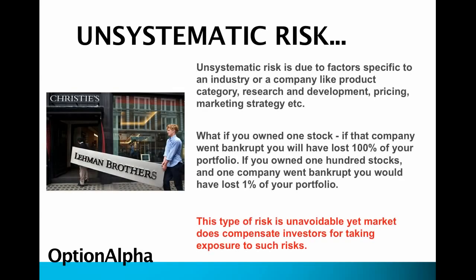Now we have unsystematic risk. Now, unsystematic risk is due to factors specific to an industry or a company, like product category, research and development, pricing, and marketing strategy. So if you owned one stock and if that company went bankrupt, you'd lose 100% of your portfolio, right? But what if you owned 100 stocks and that one company still went bankrupt? You would only have lost 1% of your portfolio. So you can see that this type of risk is completely avoidable, not unavoidable. Yet the market does compensate investors for taking such exposure.